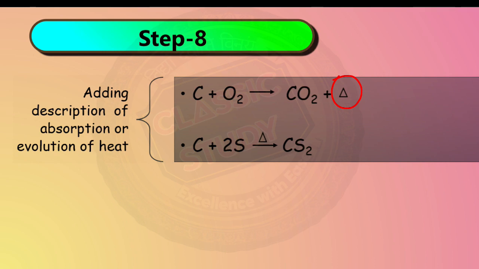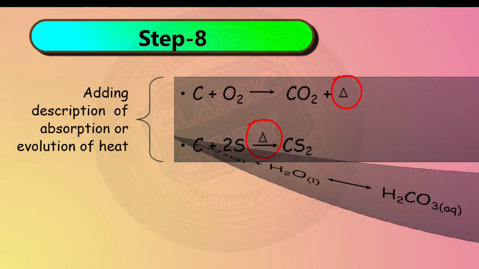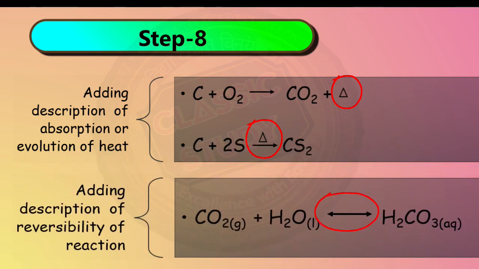is an exothermic reaction. When there is an absorption of heat in an endothermic reaction, we put the sign of a triangle, a delta, on the top of the arrow of the reaction. So this is an endothermic reaction. Then we can also put the description of reversibility of reaction, where we put an arrow which has two arrowheads on both sides. That means this particular reaction is interconvertible. The reactants and products continuously keep changing from their combined to an uncombined state.